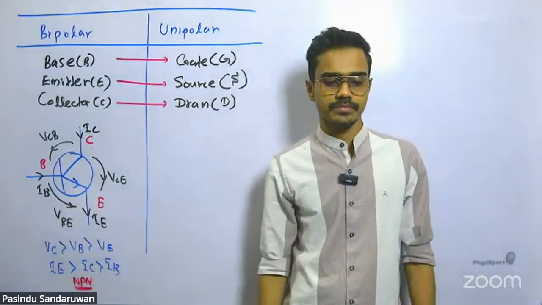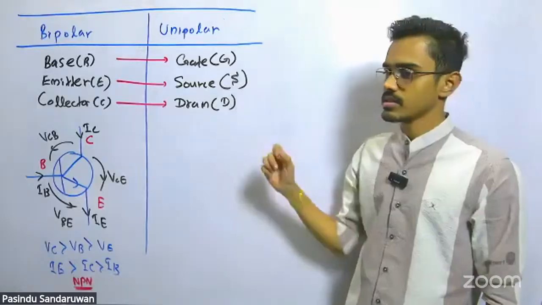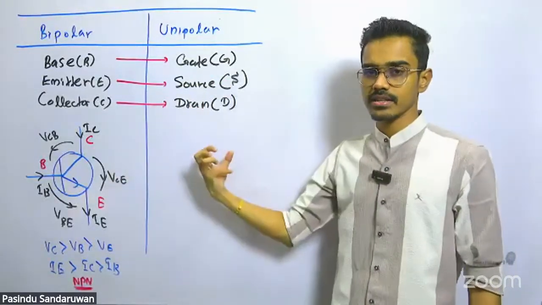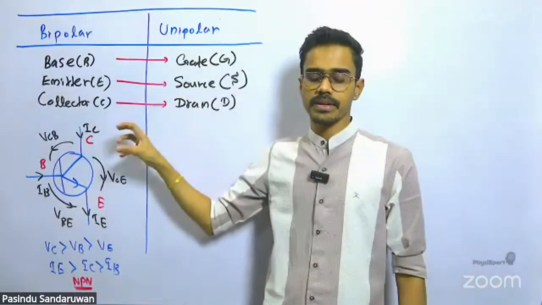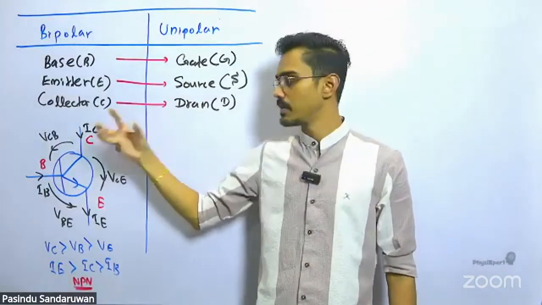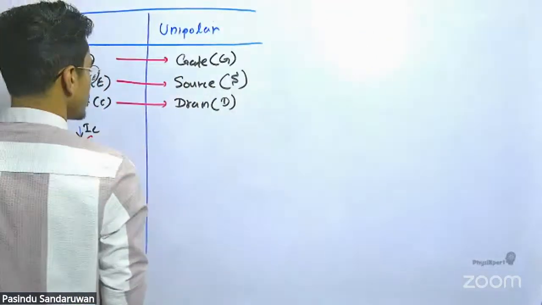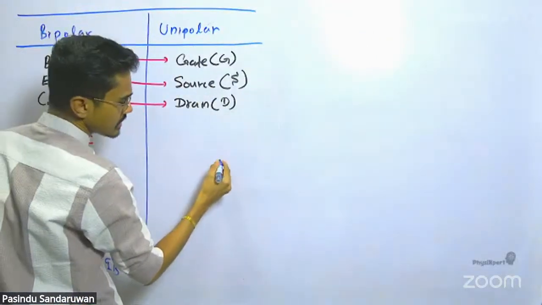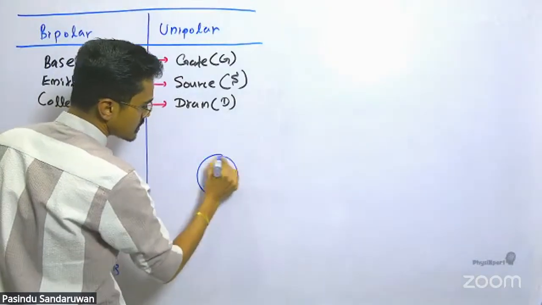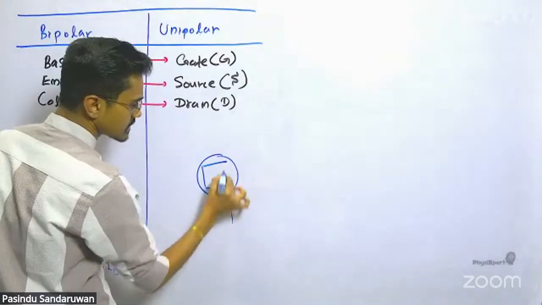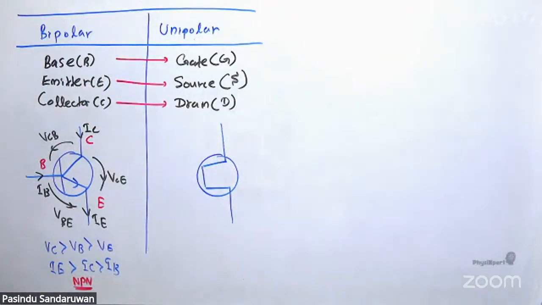NPN. Right, listen now. I'm going to compare this NPN with the N channel. Now, the circuit symbol of a unipolar transistor is like this.